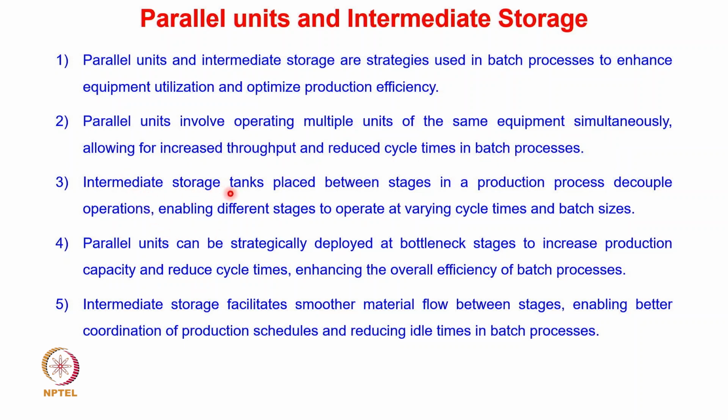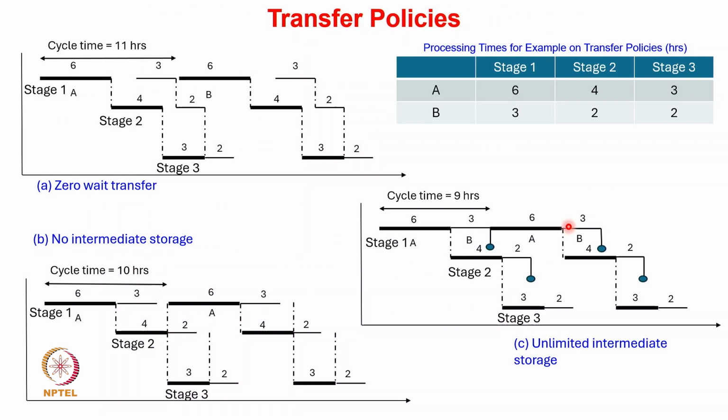Again, intermediate storage tanks, similar to the parallel units, if you are using the intermediate storage tanks placed between the stages in a production process, they can decouple the operations. So you can see that we have decoupled the operation here. Once the batch is completed here, the product B is completed in stage 1, we are storing it in the tank. So both product A and product B are decoupled here now. Now I can use the stored material only when stage 2 is available.